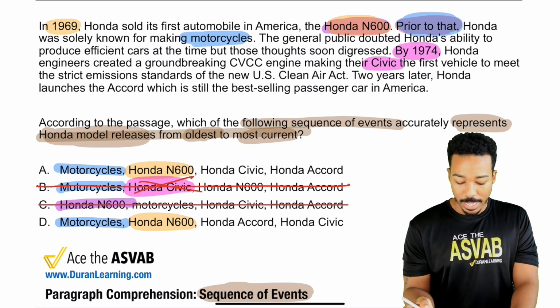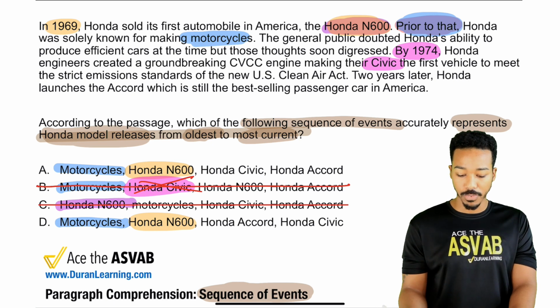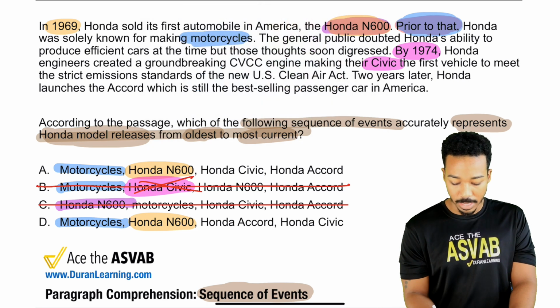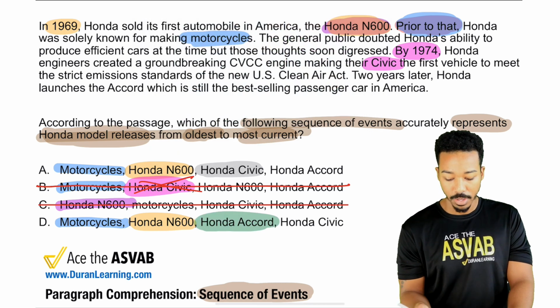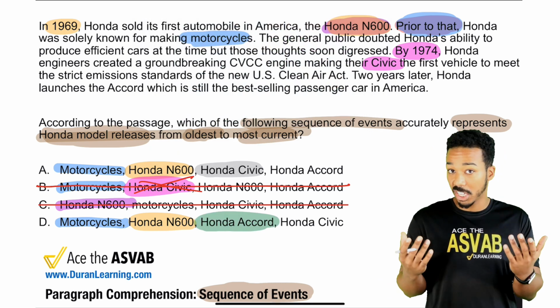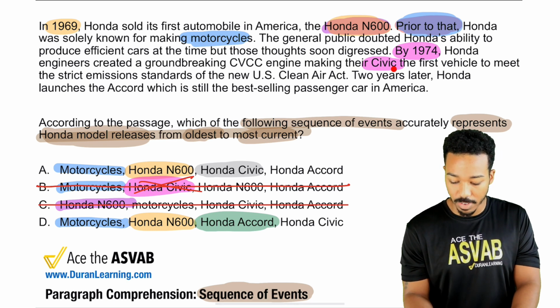So with that said, now we're debating here between A and D. We just need to find out, hey, which one comes first? Is it gonna be the Honda Civic or is it gonna be the Honda Accord? Which one comes next? Let's check it out. Next here, it says again, by 1974, that's when the Civic came out.